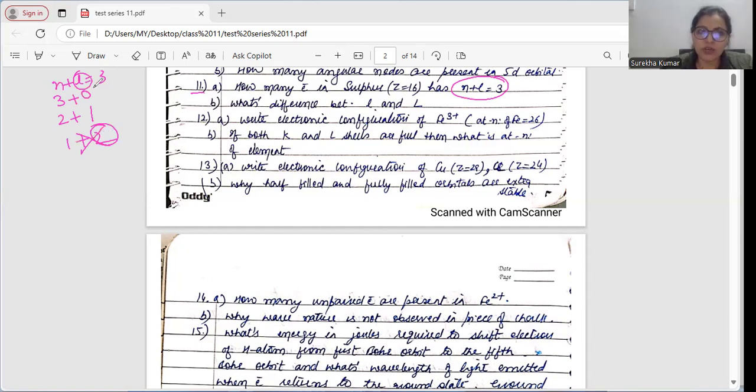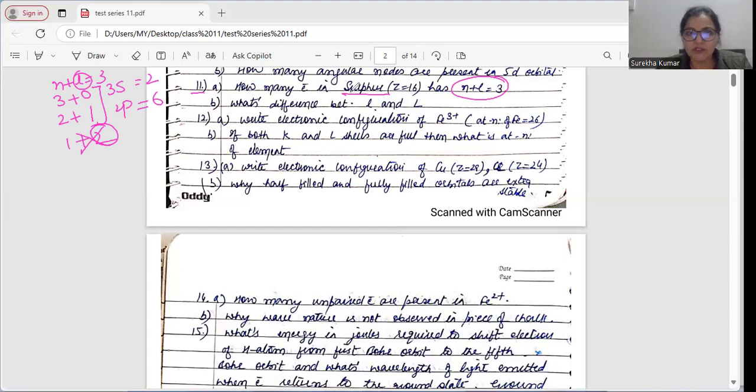Only two values remain: one is 3s, another is 2p. In s, a total of 2 electrons can be accommodated. In p, a total of 6 electrons can be accommodated. But the twist is that this question asks how many electrons in sulfur, not in all atoms. It asks in sulfur, where n plus l equal to 3 means 3s and 2p. Now let us find out whether they are present in sulfur or not.